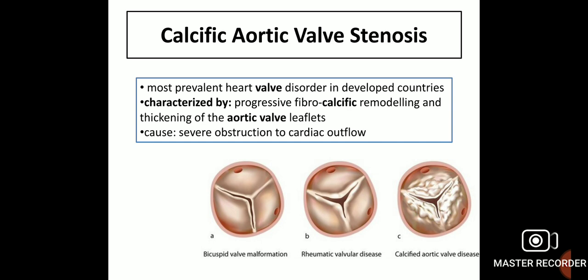So in this figure we are seeing that bicuspid valve malformation occurs, which ultimately leads to calcified aortic valve disease, which means the occurrence of calcification.